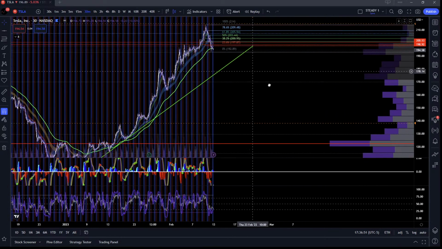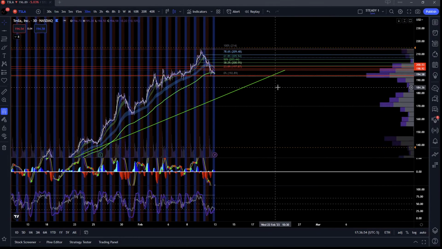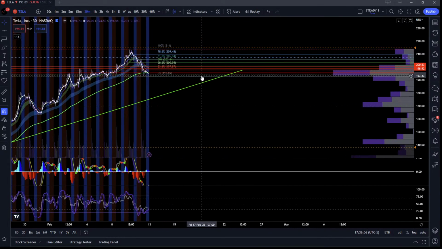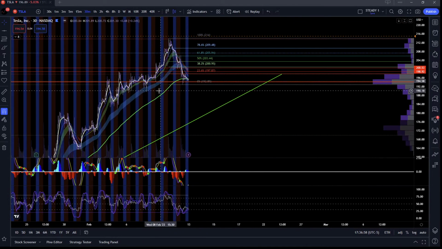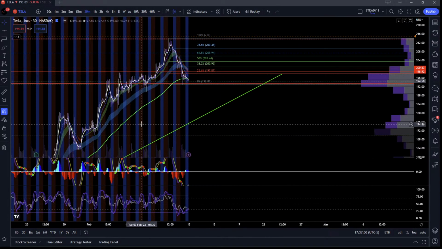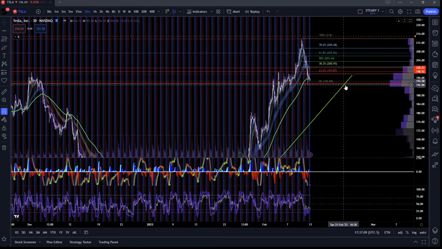So what I see on Tesla is now that we have broken below that area that I was referring to there, and we are testing this trend over here, the EMA trend based off of the 30-minute here. I believe that's a 200 EMA there. I see that I also have a fib level here, and that we also have another volume level right here.